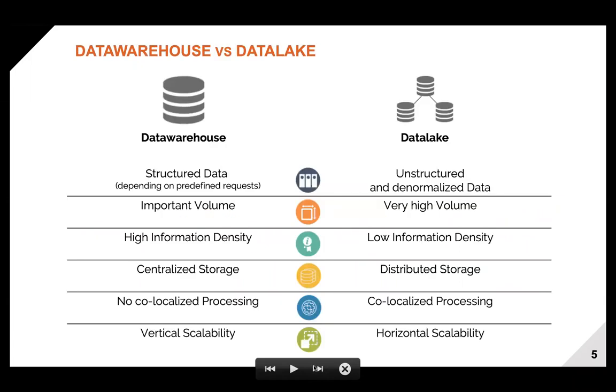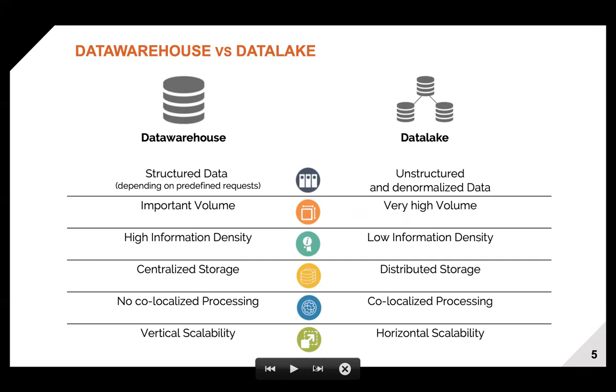In this slide, we have a comparison between data warehouse, which is used for BI needs, and data lake, which is used for big data decision needs. So data warehouse is more oriented toward structured data with important volume but not very high volume. It is characterized by high information density and a centralized storage. In the data warehouse, we can find a collocation of the processing and the storage, and the scalability is vertical and not horizontal.